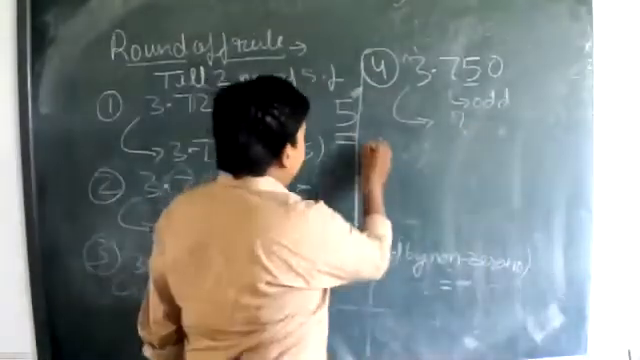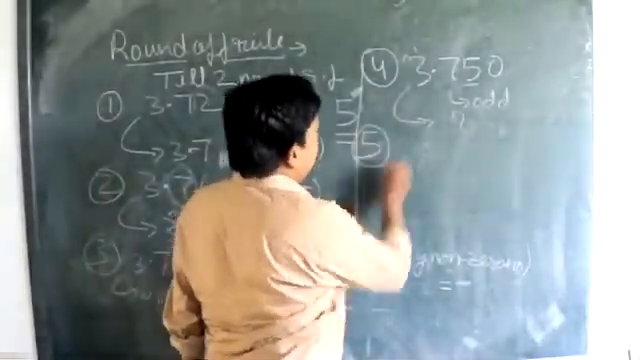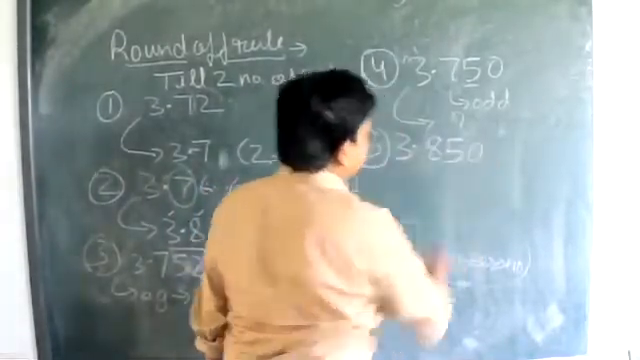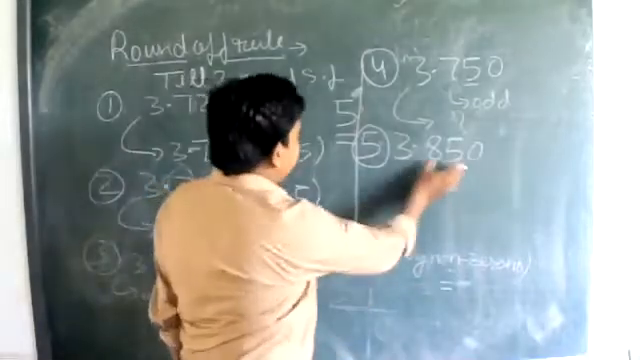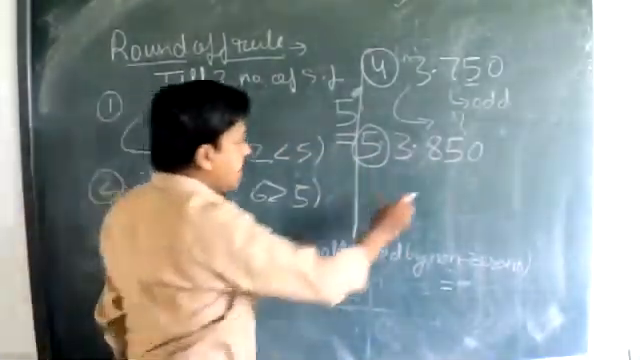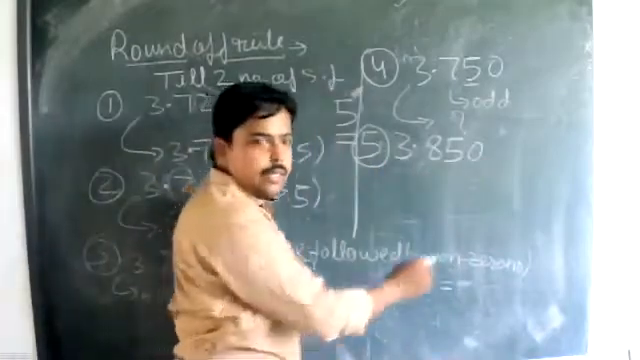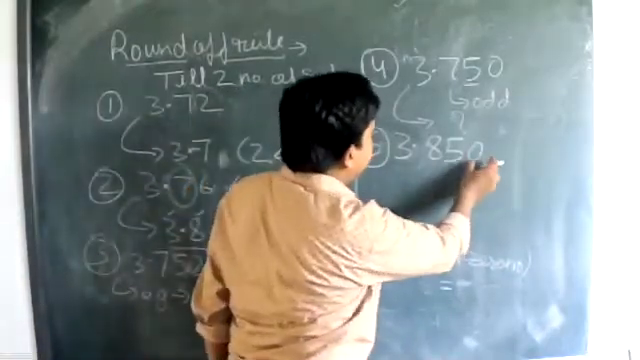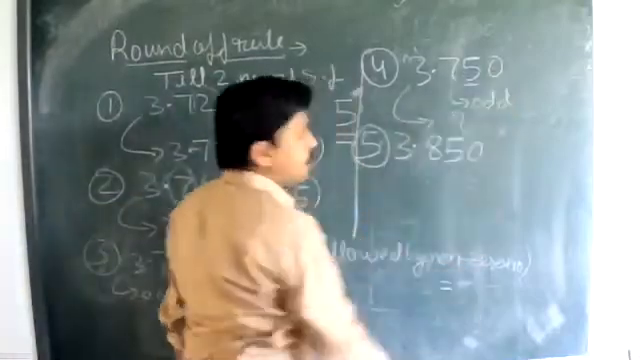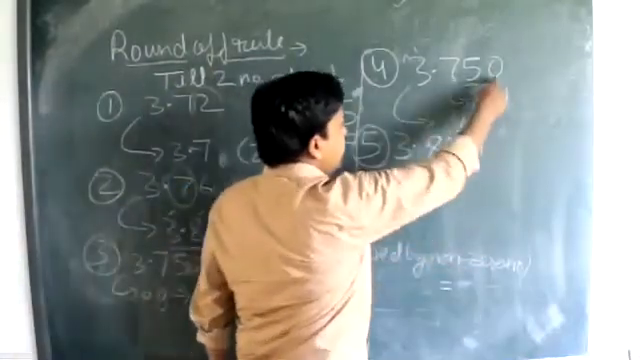Similarly, if we have another example of 3.850, so this 5 is equal to our standard parameter 5 and it is followed by a 0. That means instead of any non-zero number, 0 is coming. That means it is the same case as we have seen before.